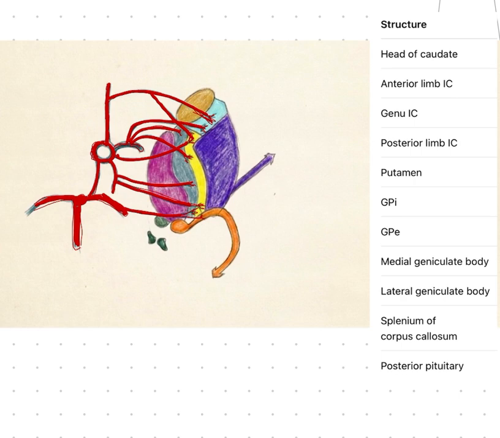Next, let's move to genu and posterior limb of internal capsule. Genu and posterior limb. The major blood supply comes from the lenticular arteries, branches of the middle cerebral artery. However, the posterior limb also receives important contribution from the anterior choroidal artery. These also supply to the internal carotid artery.